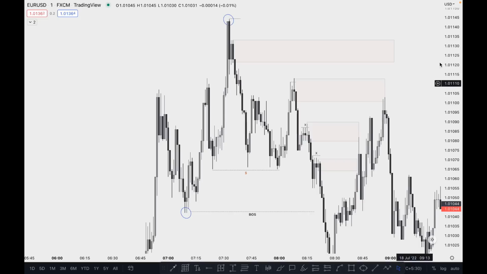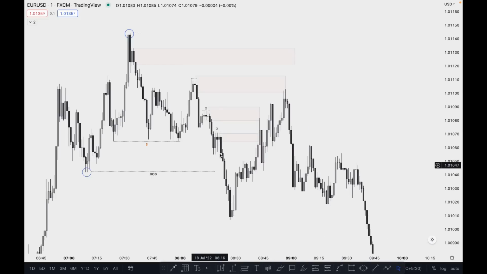Correct? So now you can see after breaking this structure, you have to focus on the liquidity. That's why I mention liquidity in every topic, in every video. Liquidity is the main thing in smart money concept. Once you identify the trend and then identify the liquidity, then you will get a high probability setup, because correct structure and liquidity equal a high probability setup.